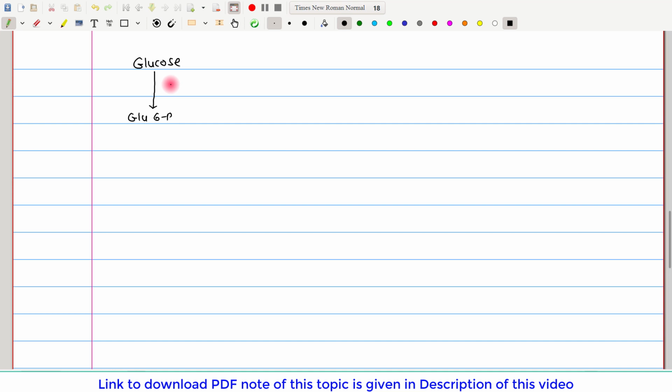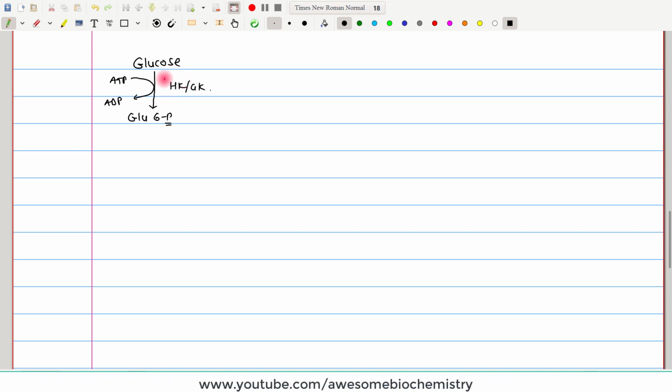This reaction is catalyzed by the hexokinase or glucokinase enzyme. This phosphate is being donated by the ATP, and ATP gets converted to ADP. Earlier in the video of glycolysis, we had discussed this reaction in full detail. The entire purpose of this reaction in the HMP pathway is to trap glucose inside the cell.